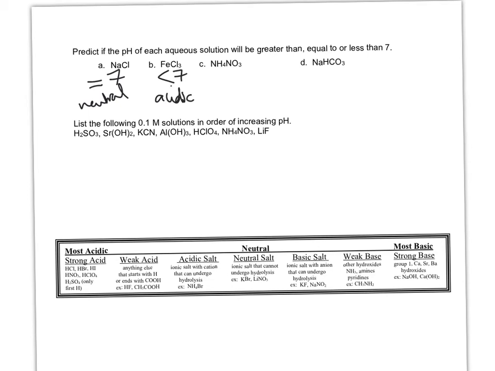Let's look at the next one. We have NH4NO3. With NH4NO3, the nitrates, NO3 minuses, come from strong acids, so those would not undergo hydrolysis. But the NH4 plus comes from a weak base, and so that could undergo hydrolysis. Remember, the NH4 plus reacts with water, you form ammonia and H pluses, and so that's also going to be acidic, and the pH would be less than 7 as well.